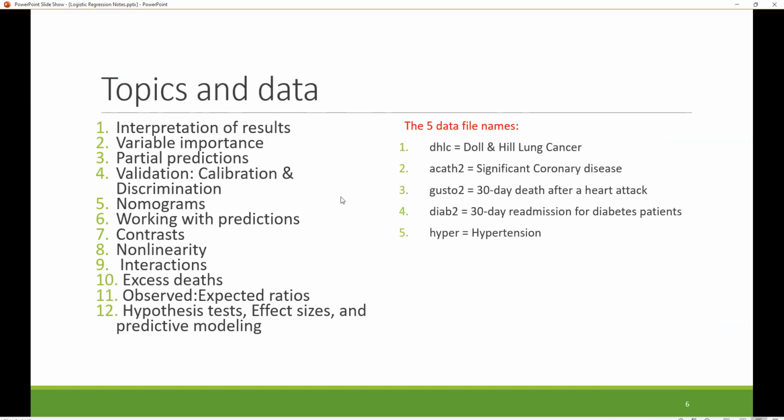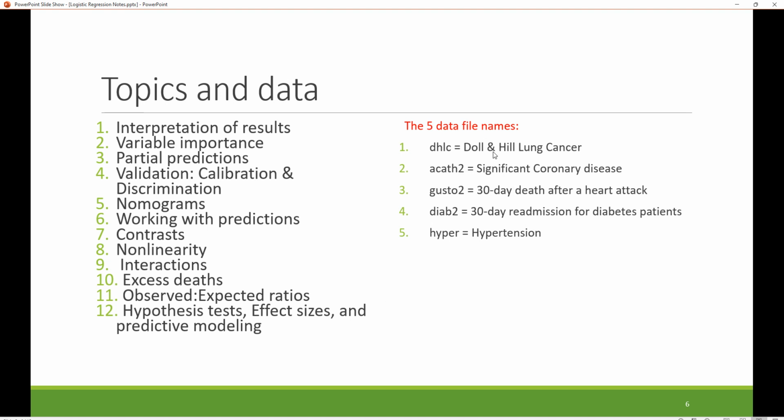Okay, so these are some of the topics we're going to cover. Interpretation of results, variable importance, partial predictions, validations, which covers calibration and discrimination, nomograms, working with predictions, contrast, nonlinearity, interactions, excess deaths, observed expected ratios, hypothesis, test effect size, and predictive modeling.